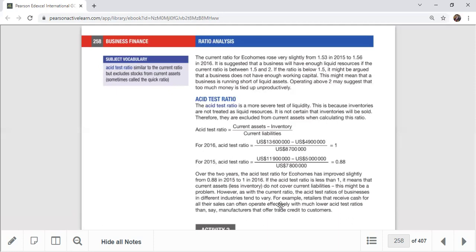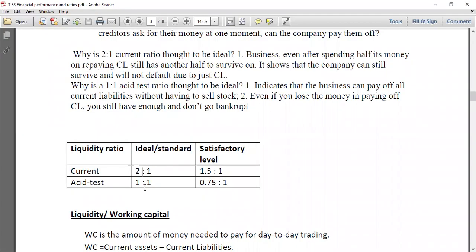When we discuss the ideals, the ideal for the quick ratio, the acid test ratio, is 1:1, which means you must have one quick asset to one current liability. Quick assets means current assets minus inventory. A 1:1 ratio is the best, but the satisfactory level is at least above 0.75. We need to know these because when you are writing analysis and interpretation answers, you can use the range of the figures to find out whether the business is in the safe zone or the worst.